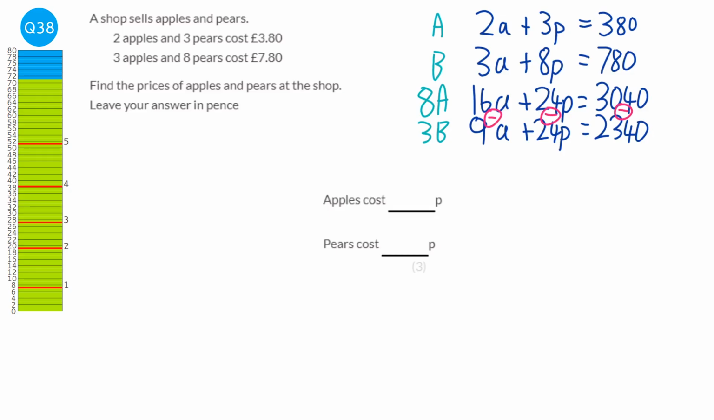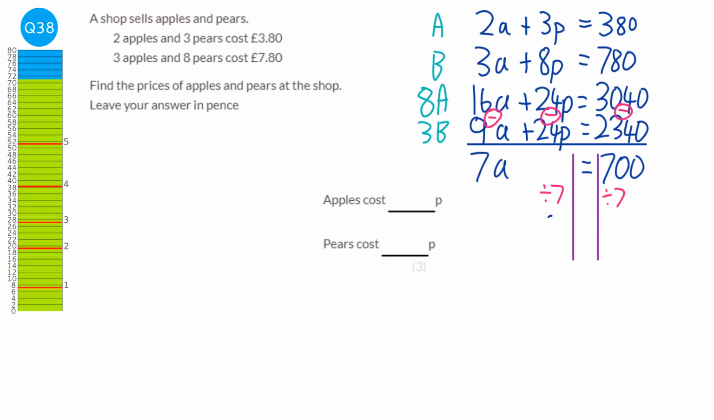So I can just do a little line here to show what we're doing. So we're subtracting going downwards, and we're going to do 16a take away 9a, which will be 7a. 24p take away 24p, which is nothing, which is why we did that, is to eliminate them. And then 3040 take away 2340 will be 700. Then I can put my lines in, and all I need to do now is just divide both sides by 7, and I get a equals 100. So we know that apples cost 100, or £1.